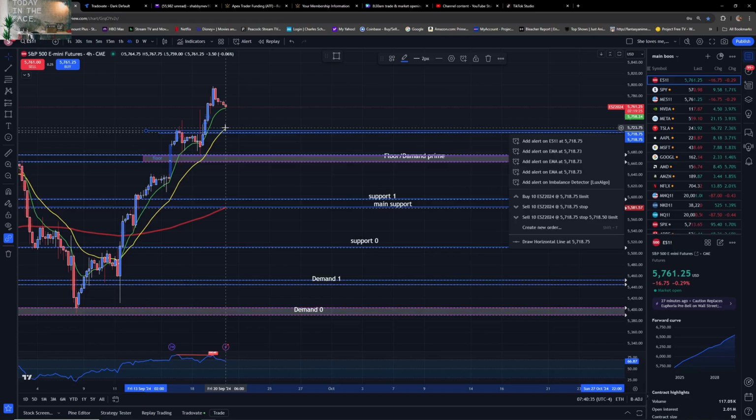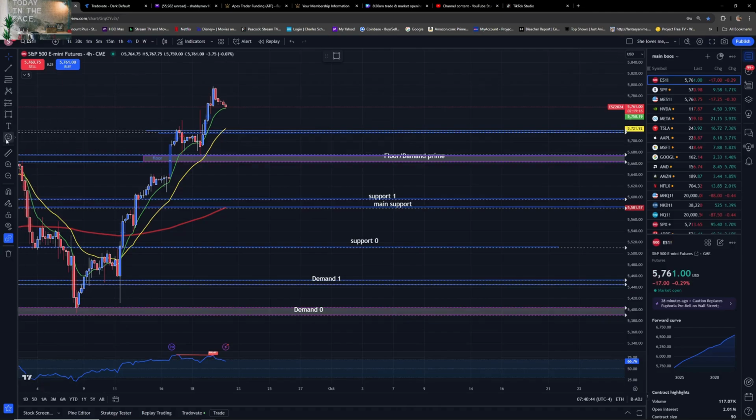The 23 EMA is way down here. That's an area that we're going to go to. So this would be our current area of support. Get a text box.